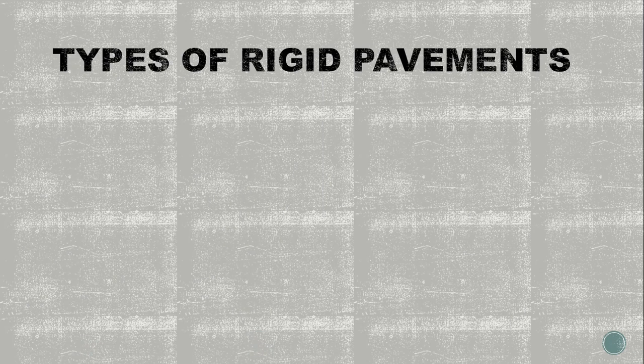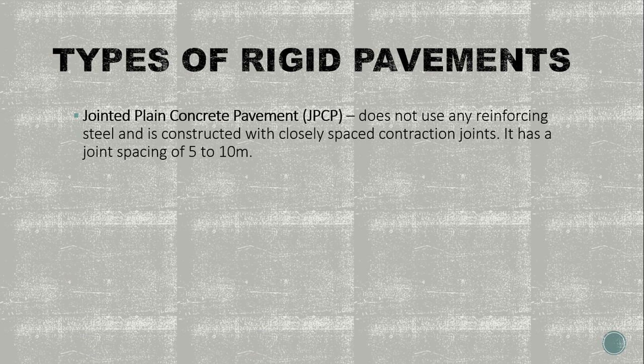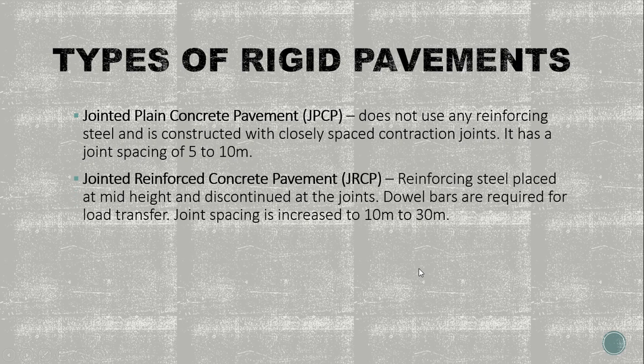The types of rigid pavements. The first type is the jointed plain concrete pavement, or the JPCP. This does not use any reinforcing steel and is constructed with closely spaced contraction joints. It has a joint spacing of 5 meters to 10 meters.